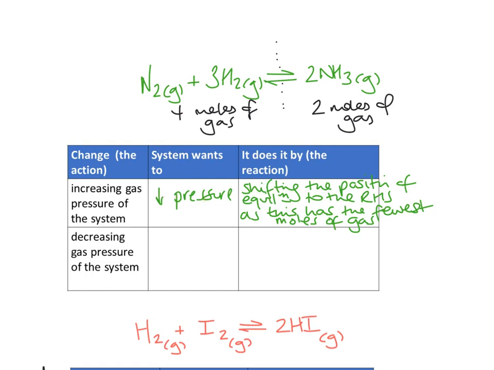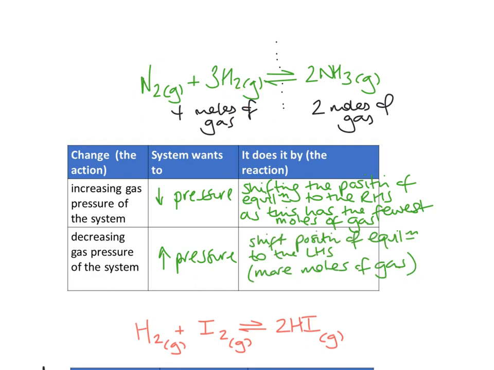Now on the other side, if we decrease the gas pressure of the system, then the system wants to increase the pressure, and so the position of equilibrium will shift to the side with more moles of gas. So the way we phrase this is: shift position of equilibrium to the left hand side, because, as your explanation, there's more moles of gas.